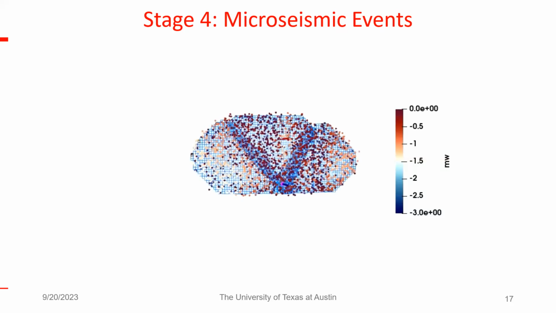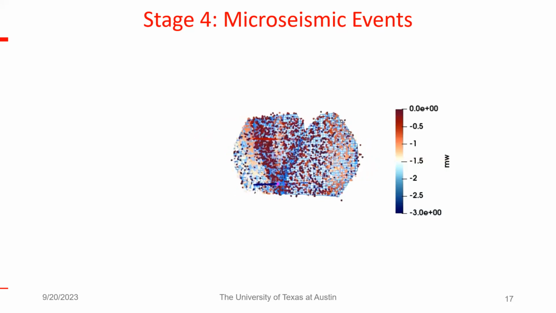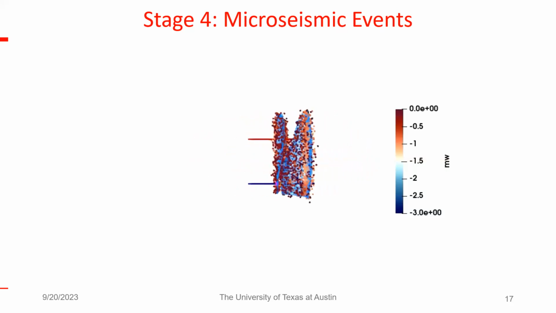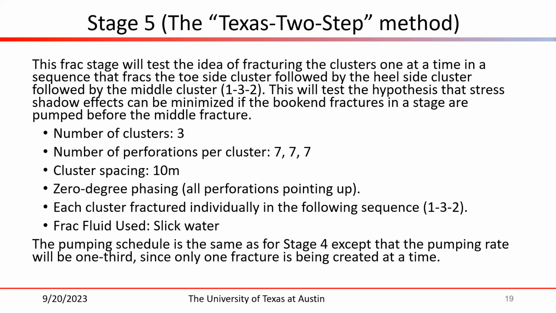So again, this is just a way of narrowing down the diagnostic possibilities of the fracture geometry. We also have the surface treating pressure in the well, and this is something that we have modeled with the model, and you can see that the limit was about 8,000 psi. We've gone above that in this particular design, so we can certainly change that to accommodate this design.